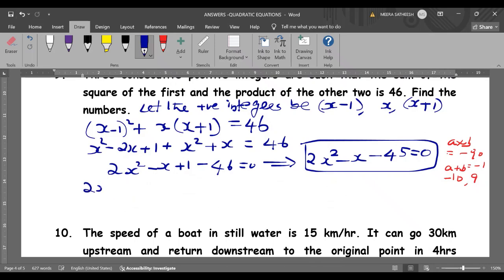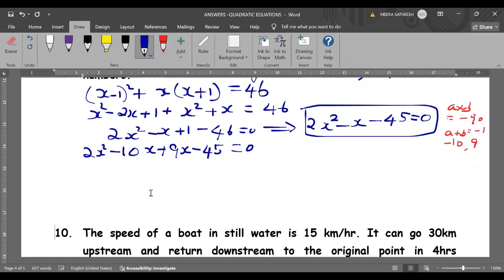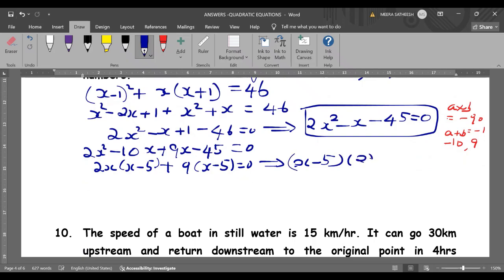So, split it. 2x square minus 10x plus 9x minus 45 equals 0. Now, split the middle term and group it. So, on grouping, 2x into x minus 5 plus 9 into x minus 5 equals 0. So, x minus 5 into 2x plus 9 is equal to 0.